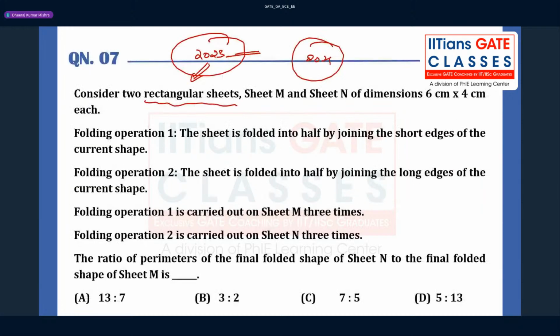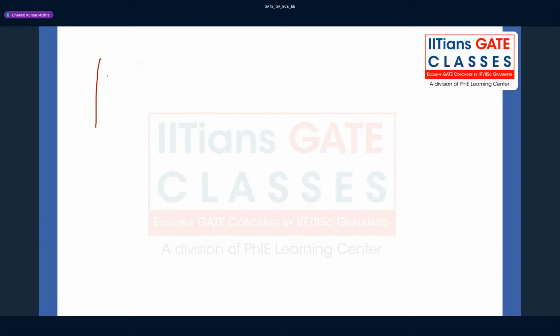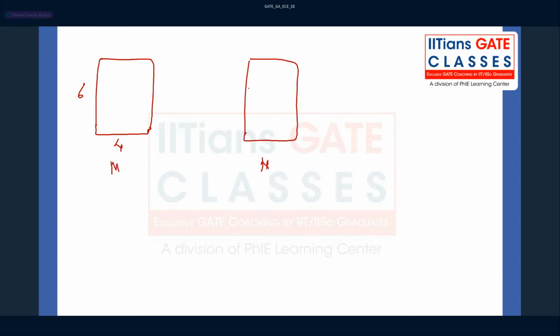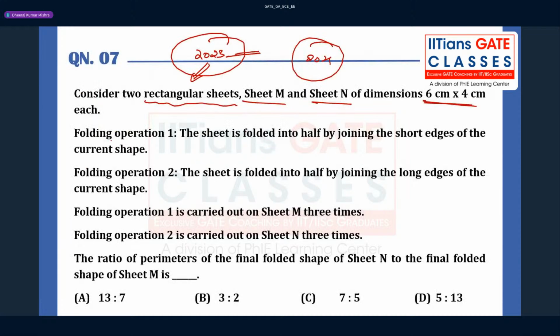Question number 7. Consider two rectangular sheets, sheet M and sheet N. So there are two sheets, sheet M and sheet N, of dimension 6 centimeter and 4 centimeter. So let me take two sheets here. This is 6 centimeter, this is 4 centimeter. And the second sheet I'm again going to take, that is N. This is N. This also is 6 and this also is 4. Now, folding operation.